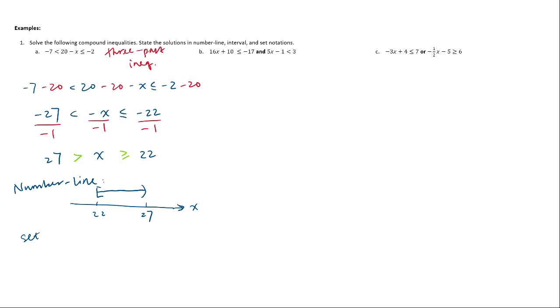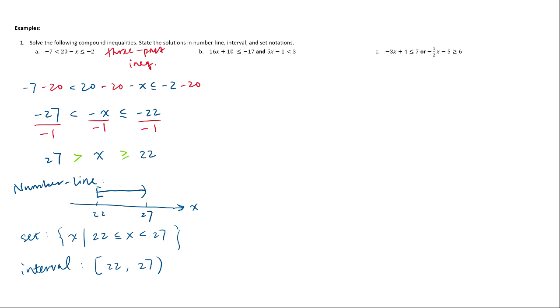And then for our set notation, we can write it as x such that, I like to write from smaller values to larger values just because that's going to be the order we see in interval notation anyways. So I'm going to flip everything around to have 22 less than or equal to x less than 27 as my set notation. And lastly, for the interval notation, remember our left side is included, that left endpoint is included, and going all the way to 27, which was excluded as part of the solution.